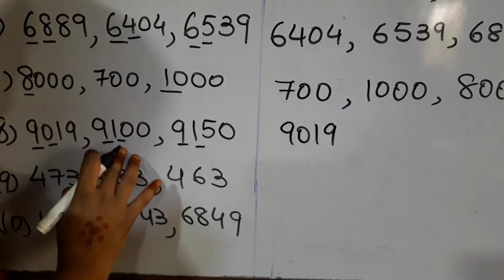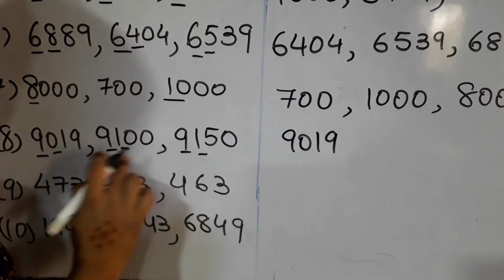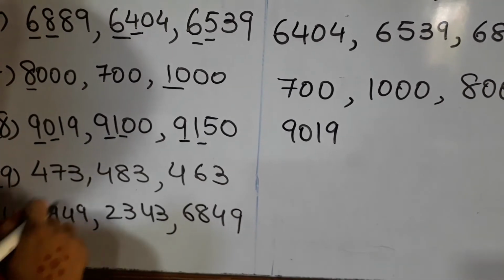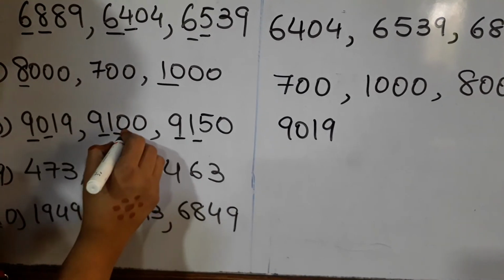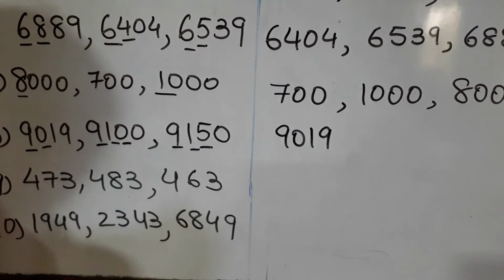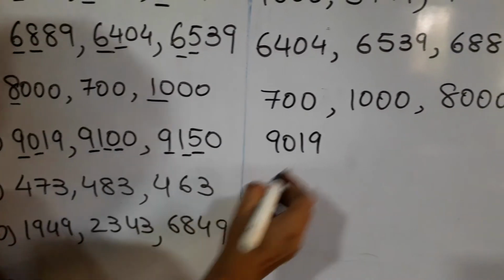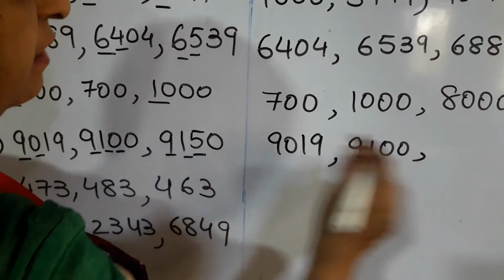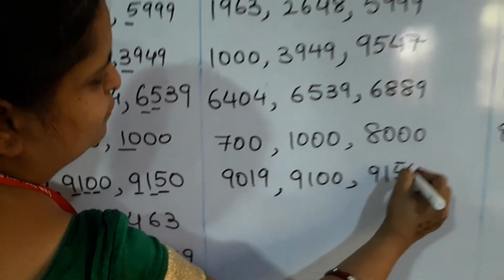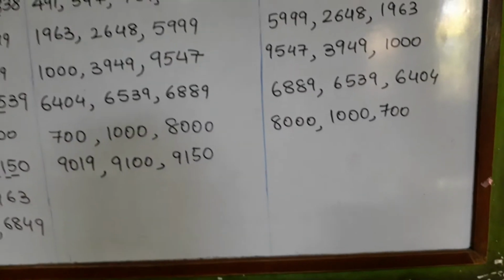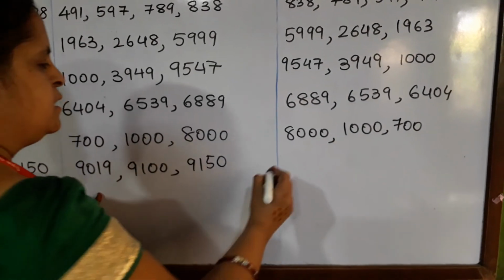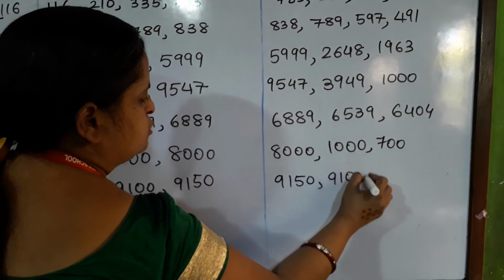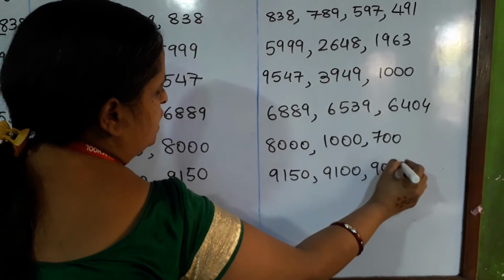After that here you can see 1 भी यहाँ पे सेम है. देखो यहाँ पे आपको समझ में आ रहा होगा. इधर भी 1 है, इधर भी 1 है. Then we will move on to the next. See here 0 and 5. So which number is there? 0 is the small number. So 9100 and 9150. Then we will write again bigger number 9150, 9100, 9019.